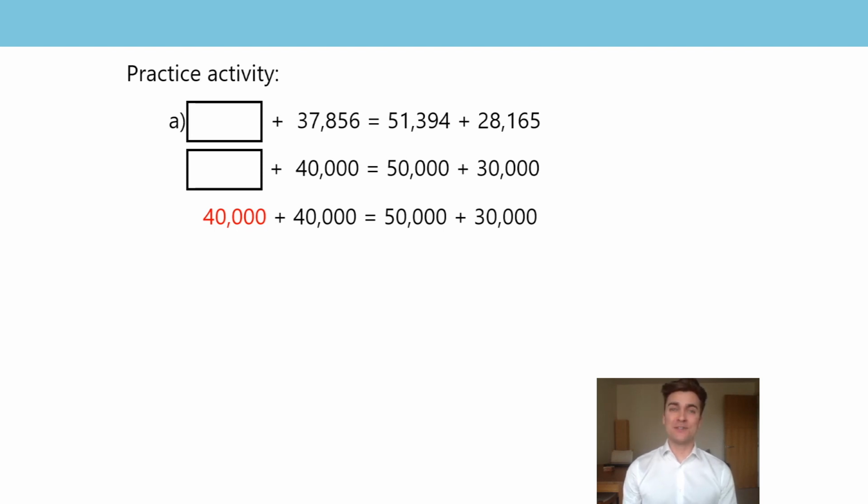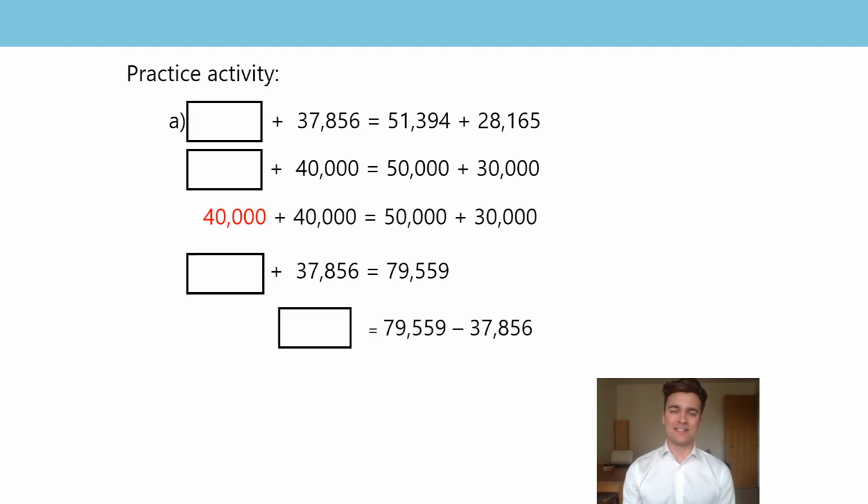Next, using the 2 known addends from the right, I added them together to find a sum, 79,559. And I've now used the known addend from the left. I've subtracted it from the sum of the addends to the right. And by subtracting that known addend, the difference from the subtraction is the same as the unknown addend. It is the unknown addend, 41,703.